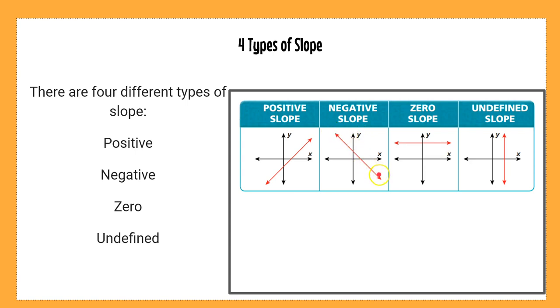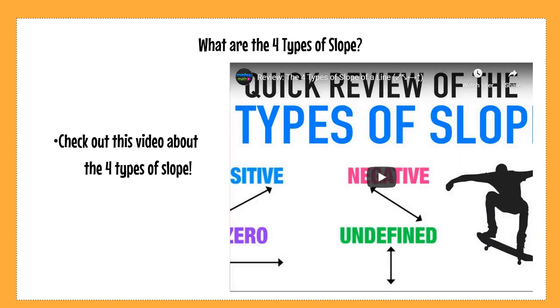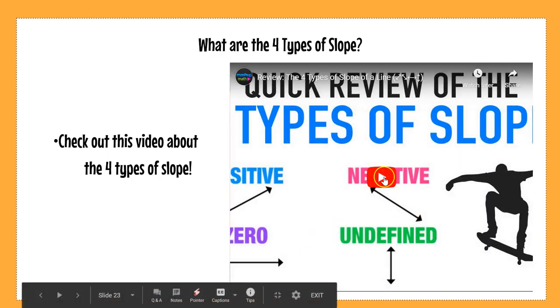I'm really negative about skiing as I'm going down and falling, but I'm really positive going up the ski lift as I'm excited about what's about to happen. So that's kind of what I think about when I think about the 4 types of slope. I hope that helps you as you are learning them. So let's check out this video real quick about the 4 types of slope.